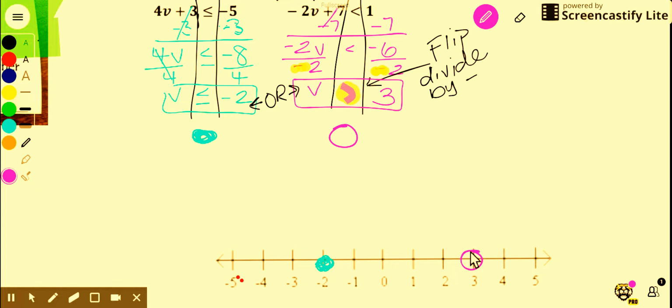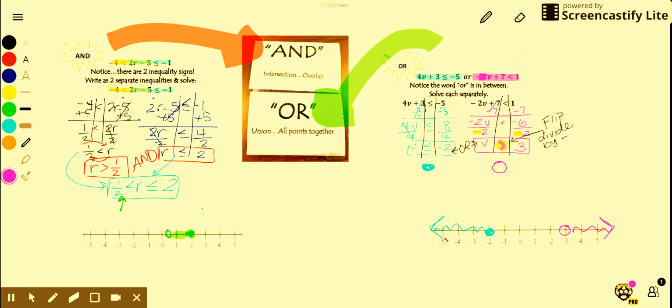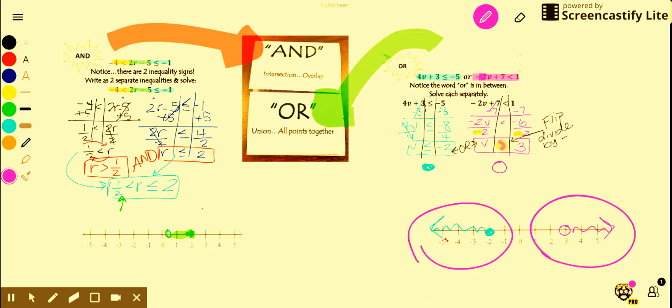Now, for all the numbers that v is less than or equal to -2, that means we're going toward the left. And we've got it going that way. And all the numbers that are greater than 3 go toward the right. And because this is an or, it's actually both sections of this graph. So we don't have to look for where it's overlapping. So the last problem, we were looking for the overlap, the space between the 1/2 and the 2. This time it's both sections. I've got 2 different parts of the answer here.